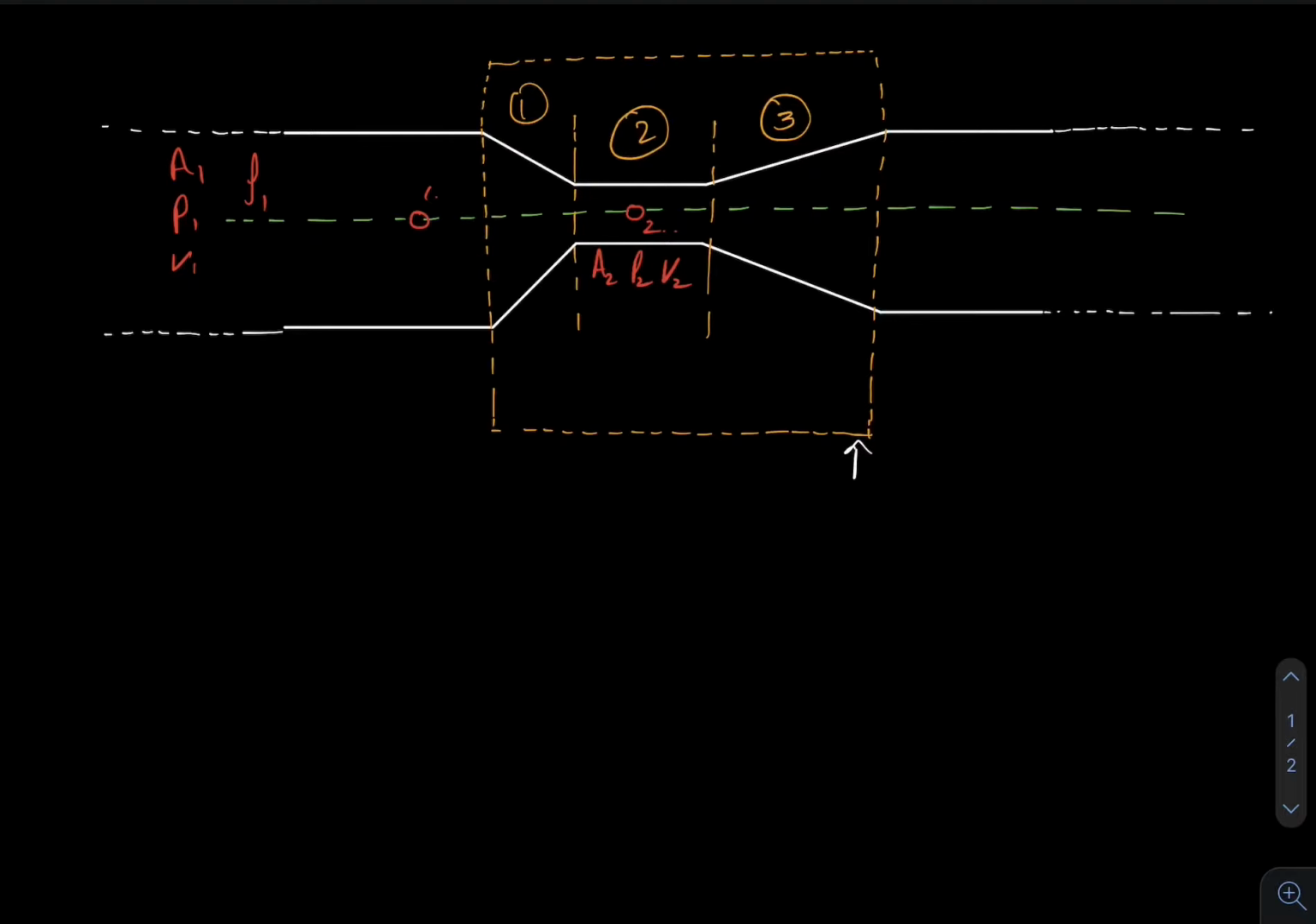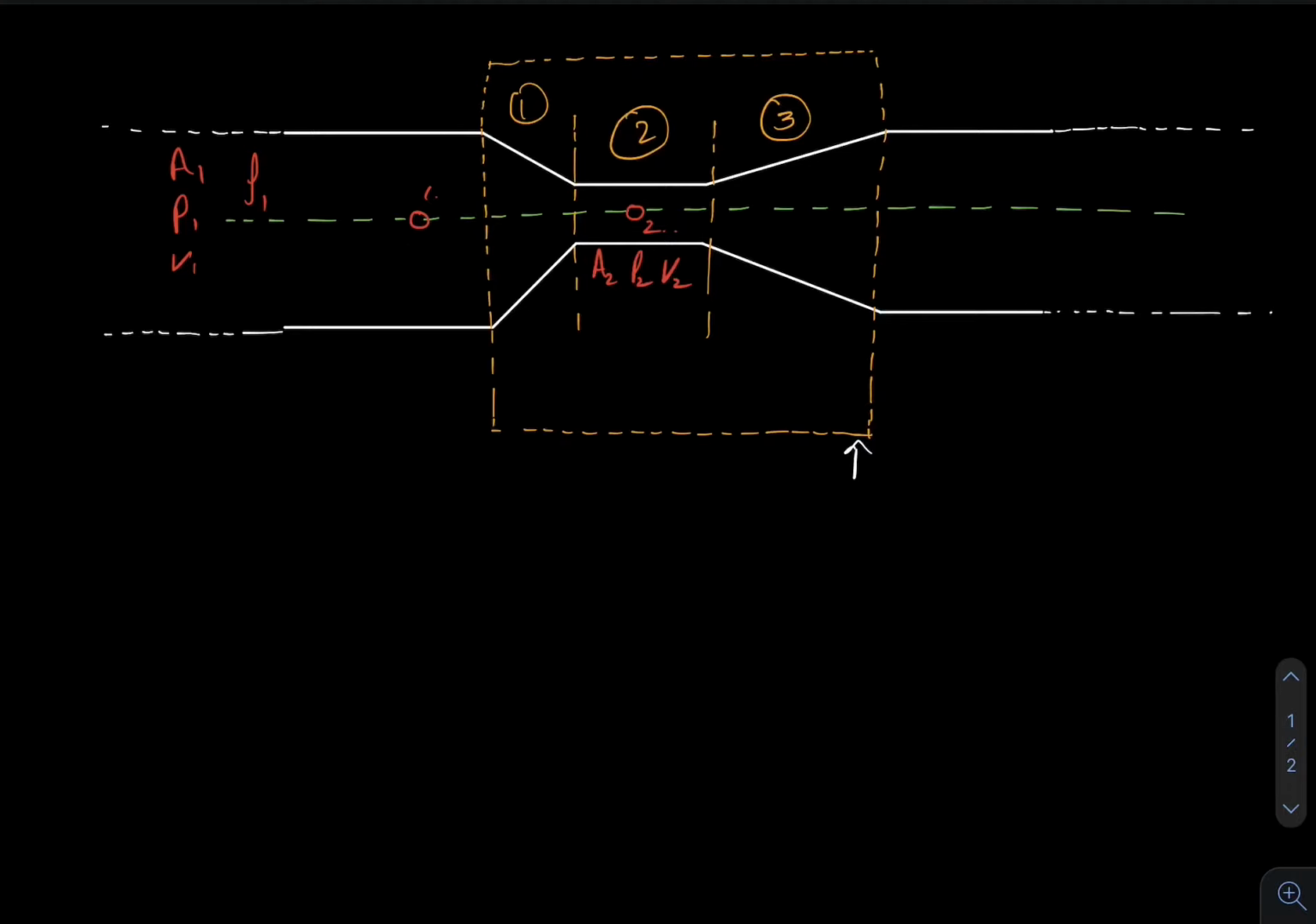Here we have studied in the last class that Venturi meter has three parts, right? 1, 2, 3. First is the converging section, 2 is the throat, and 3 is the diverging section. And we were interested in 2 points between which we apply Bernoulli's equation, right? Point 1 and point 2. This is my point 1 and this is my point 2.